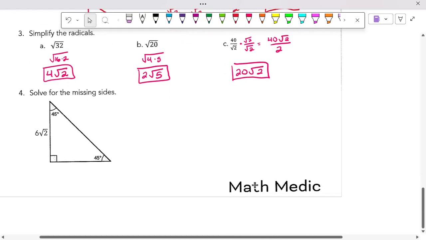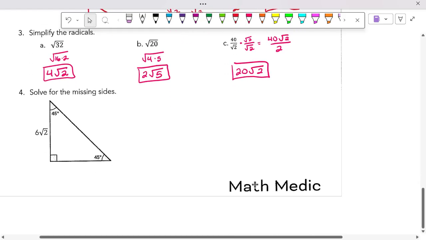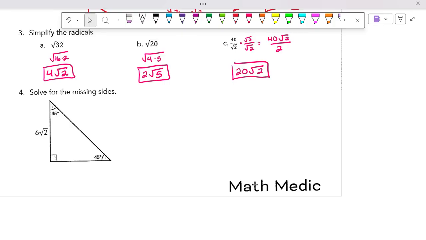All right, last one. 45, 45, 90 triangle. And they gave me one of the sides. Is that the leg or the hypotenuse? Leg. So let's call this X, this Y. Is X a leg or a hypotenuse? It's a leg. So this is a leg, this is a leg. So what is X? 6 square root 2.